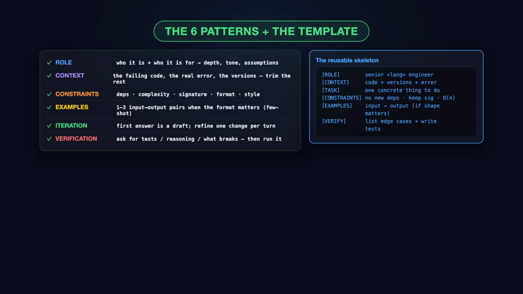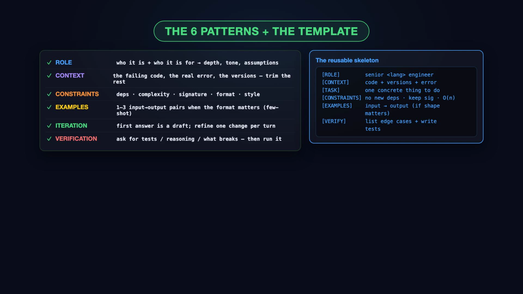4. Examples. Show one to a few input-output pairs when the format matters, that's few shot, and it beats describing the rules. 5. Iteration. Treat the first answer as a draft, and refine with small, targeted follow-ups instead of rewriting. 6. Verification. Never trust output blindly, ask for tests, ask for reasoning, ask what breaks, then run it yourself.